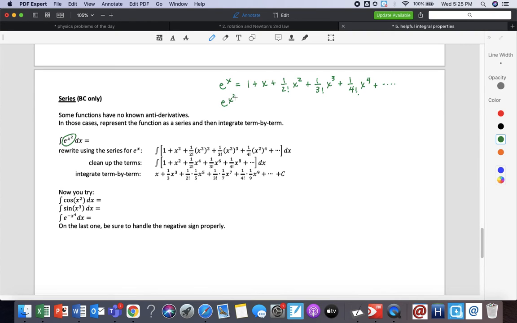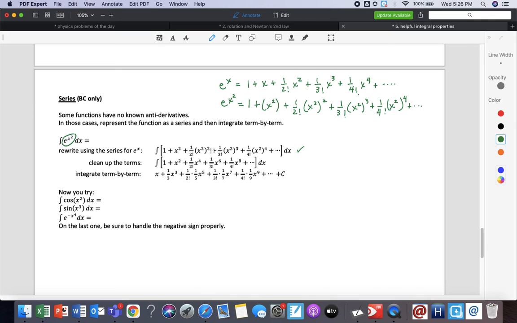So here is the series for e to the x squared. What I have to do is replace every x here with x squared. So that x becomes x squared. This x becomes x squared and it's being squared. This x is x squared and it's being cubed. And then this x is x squared and it's being raised to the 4th. And that's what I wrote down here. So in brackets, I wrote those terms: 1 plus x squared plus 1 over 2 factorial x squared squared plus 1 over 3 factorial x squared cubed, etc.